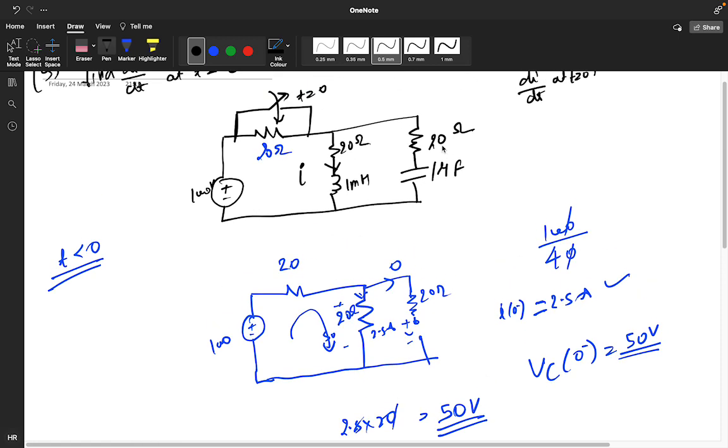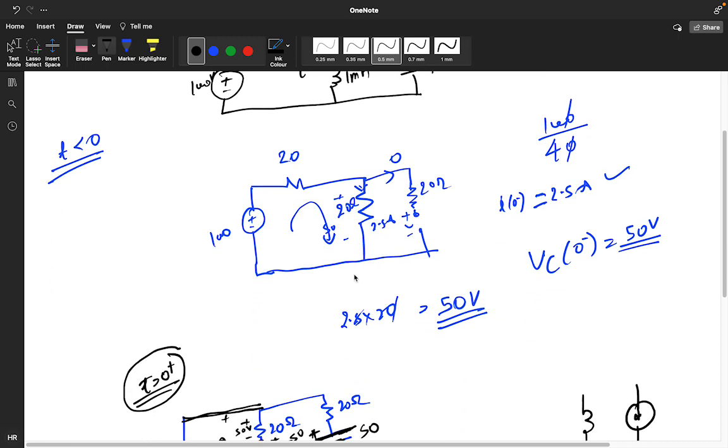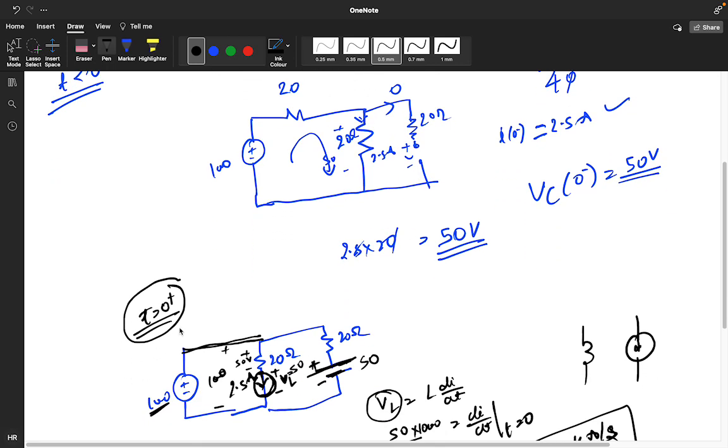That voltage, if I use KVL and the current across this 20 ohm is 0, I will get the VC(0-) value as 50, and IL(0-) I got as 2.5 ampere. Now if I draw the circuit at t equals 0 plus, we are talking about the instant t equals 0 plus, not t equals infinity.